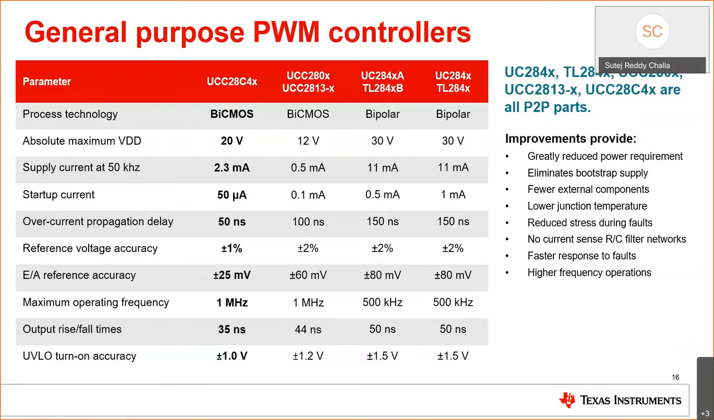So there are several options to drive these flyback converters through TI's general purpose PWM controller portfolio. At the extreme right, you could see the UC284x series and the TL284x series. These are bipolar general purpose PWM controllers, which can be used to drive flyback converters. And on the left, you could see the BiCMOS based high performance general purpose PWM controllers. So there is a huge product portfolio, and depending on the needs of the application, a suitable controller can be chosen.